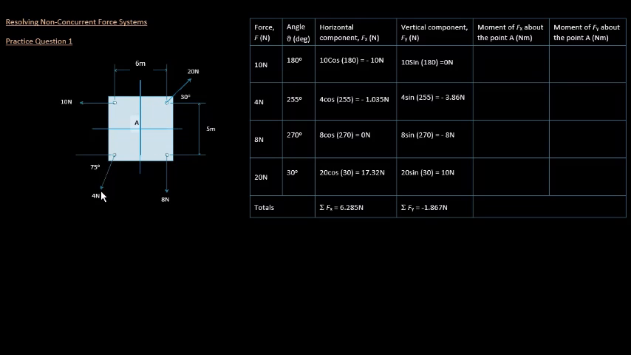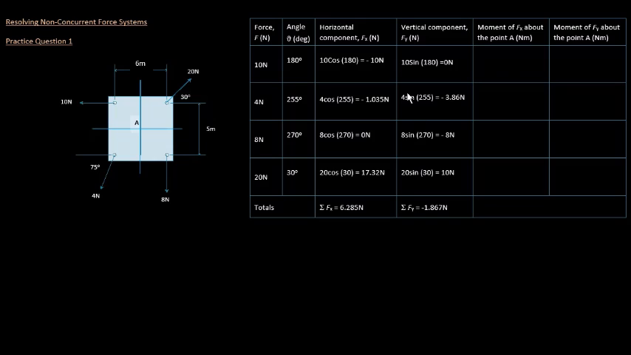This force here, the 4 Newtons, if we measure our angle from here as well, it will be 180 degrees all the way up to here, and then we can add on 75. So 180 on the straight line plus 75 will give us 255. For the 8 Newton force, it will be from this same point as well, always from the first quadrant. It will be all the way around 180, and then down here 270. And for the 20 Newton force, that is in the first quadrant, so we just have 30. That's what we're measuring here.